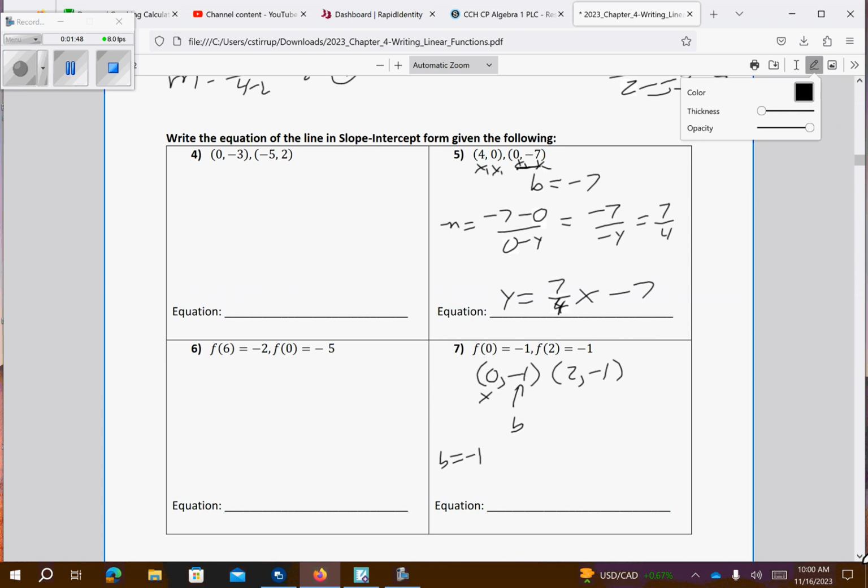Find my slope. So x1, y1, x2, and y2. So my slope is negative 1 minus 1 over 2 minus 0. So that's going to give me negative 2 over 2, which comes out I have a slope of negative 1. Plug it into y equals mx plus b.